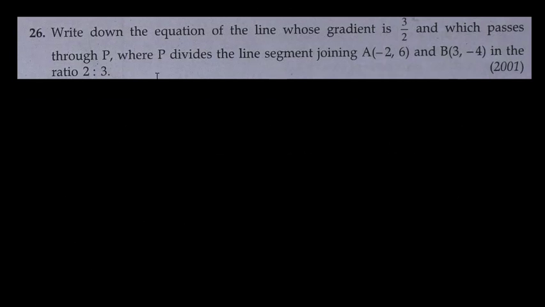Now here the question is, write down the equation of line whose gradient is 3 by 2. So gradient is given, that is m is 3 divided by 2, and the line passes through P, where P divides the line segment AB in the ratio 2:3. So suppose point P is here and it is dividing AB in 2:3.